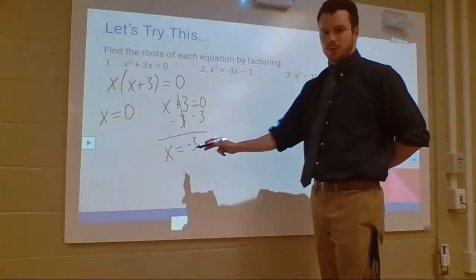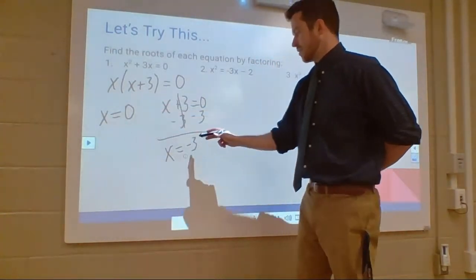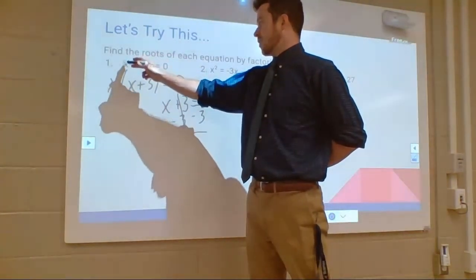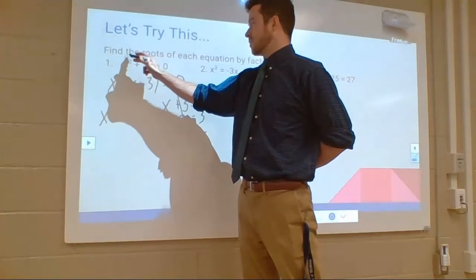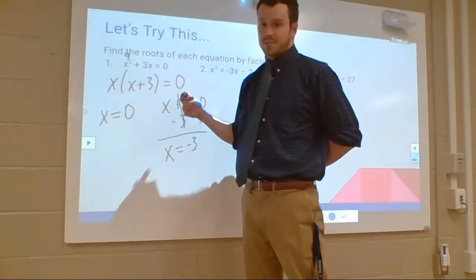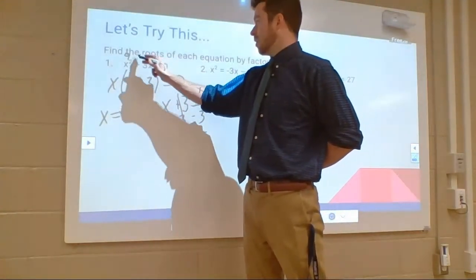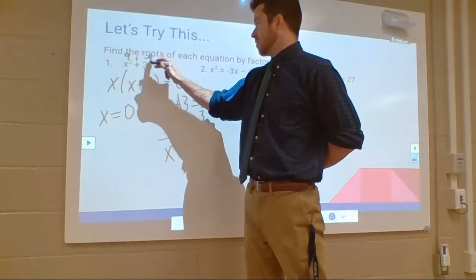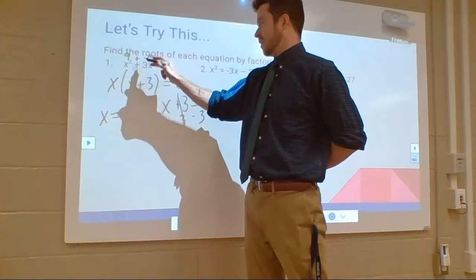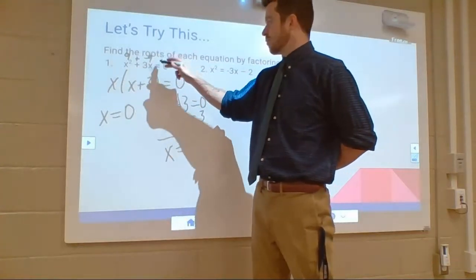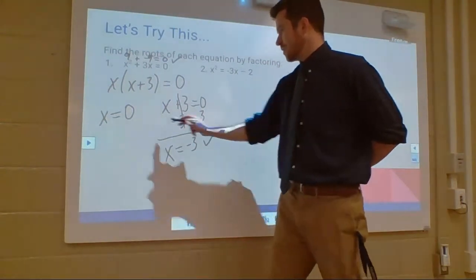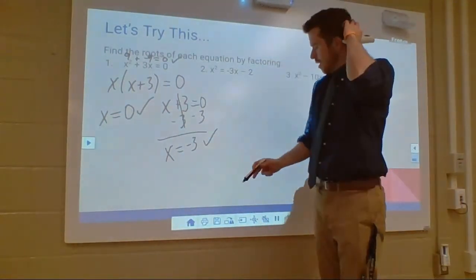So I have two solutions here. X equals 0 and x equals negative 3. Again, we can check this. Negative 3 squared, just substituting in here, negative 3 squared is 9. Negative 3 times negative 3 is 9. Plus, well, 3 times negative 3 is negative 9. So 9 plus negative 9, it's like saying 9 minus 9, which is 0. So that checks out as well. So both of these solutions check out.